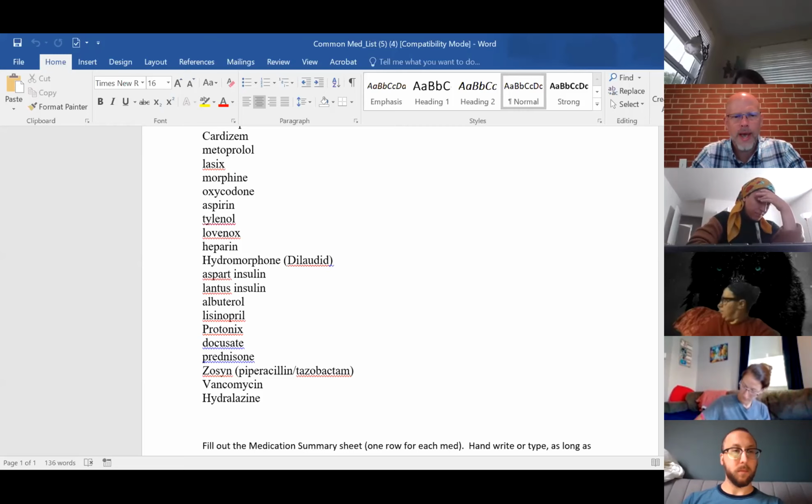Lantus is a long-acting insulin. I always remember L for long. This is usually given at morning or evening. It's got a 24-hour duration. There is no peak or trough. It's just a steady release of insulin across a 24-hour period.